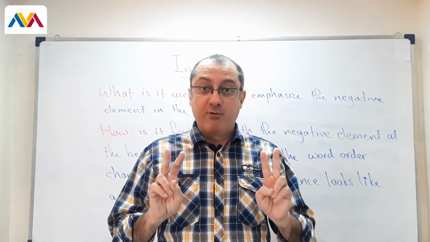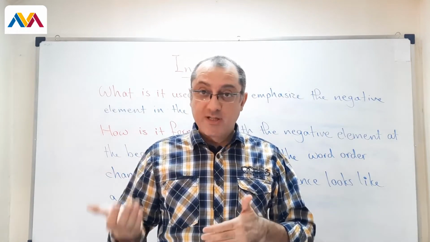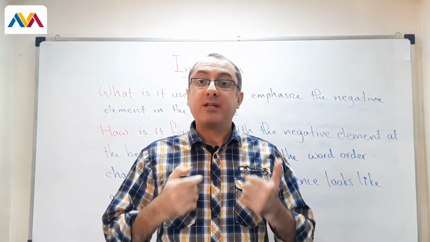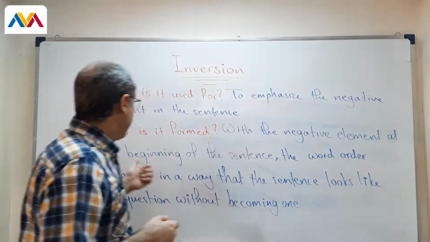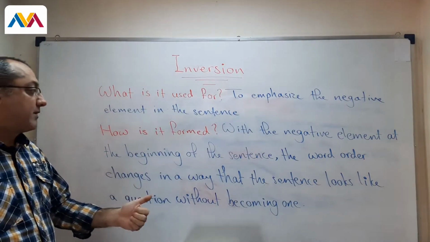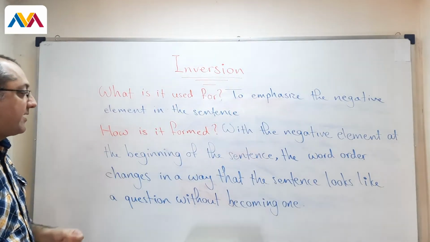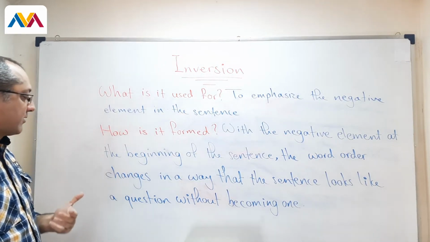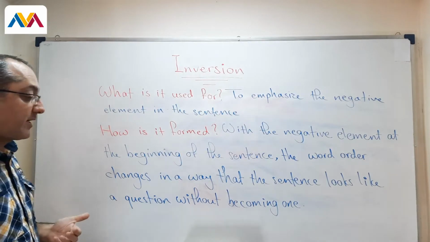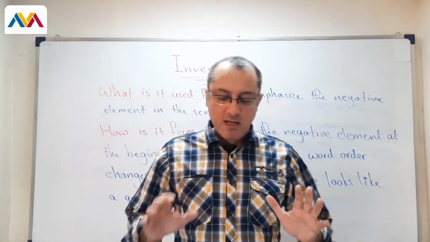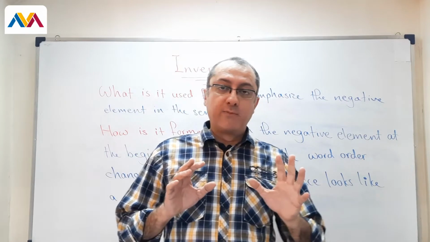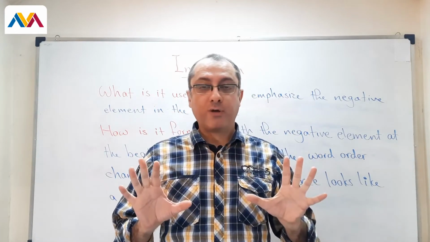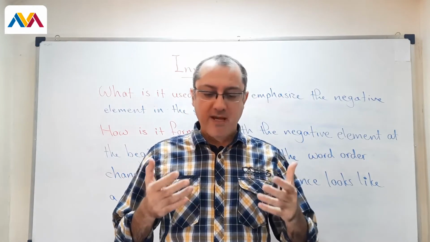The second way, however, helps us to do the same thing in writing and in speech, to emphasize that negative word. It's inversion. The second question, how is it formed? With the negative element at the beginning of the sentence, the word order changes in a way that the sentence looks like a question without becoming one. What does that mean? After a few minutes, I'm going to give you some examples to perfectly show you how this works and how you can make it.